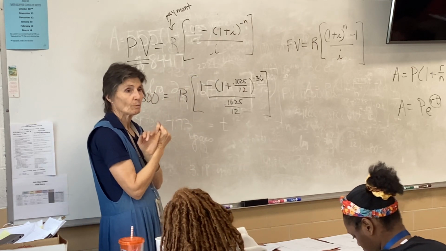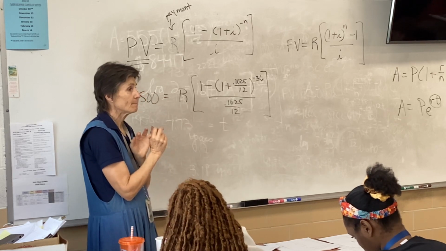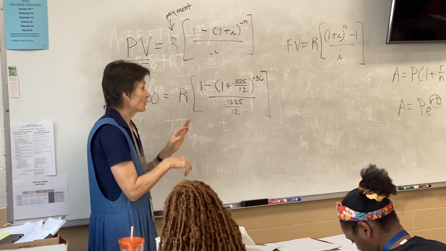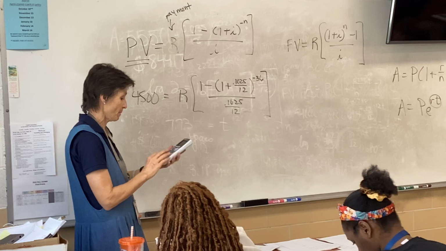Does everyone understand why we PV'd? Everybody understand the setup? Then you're going to figure out what this is and divide 4,500 by it. Let's see what you come up with.